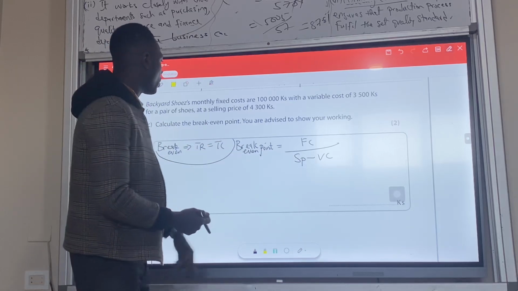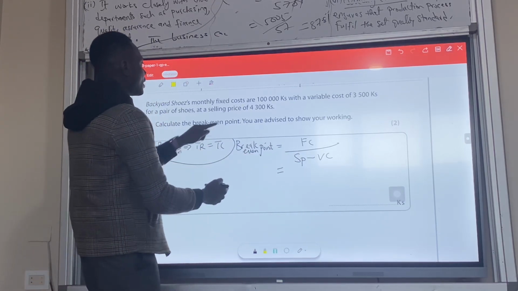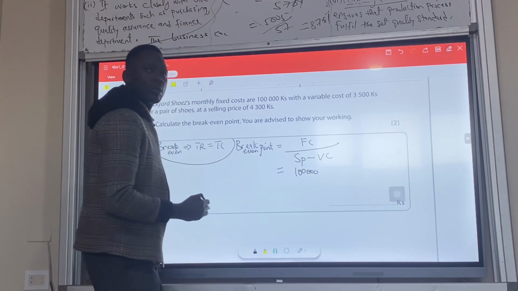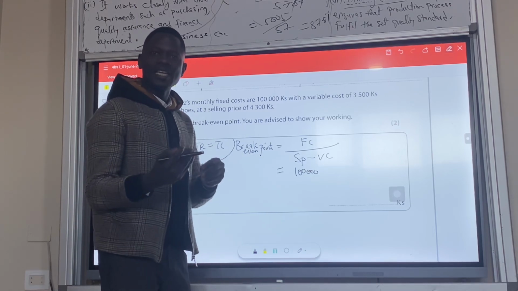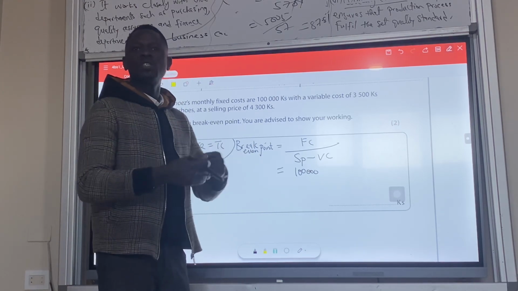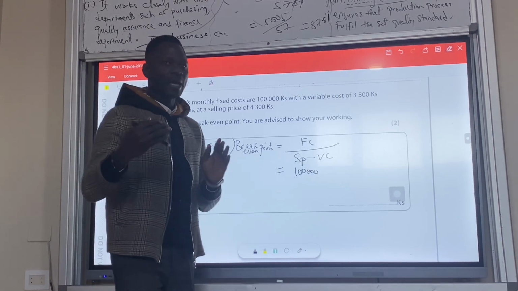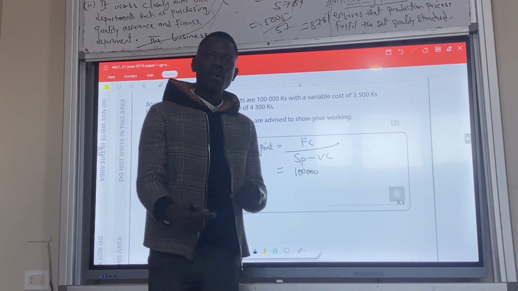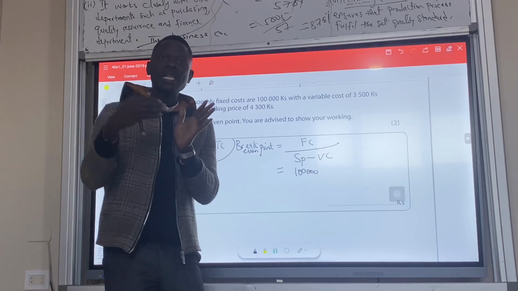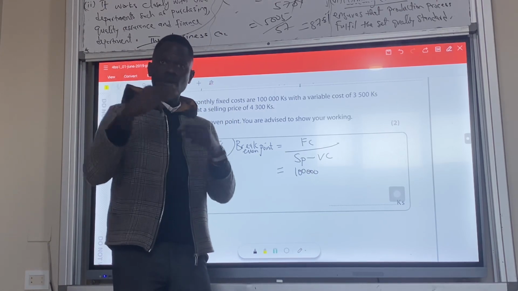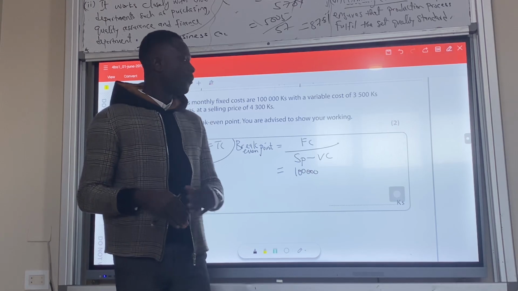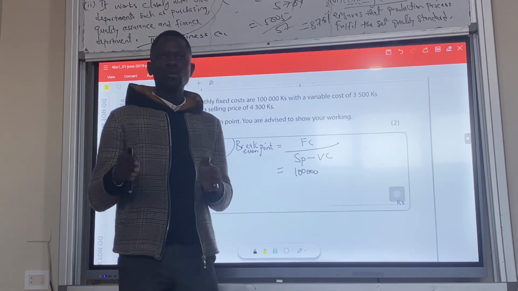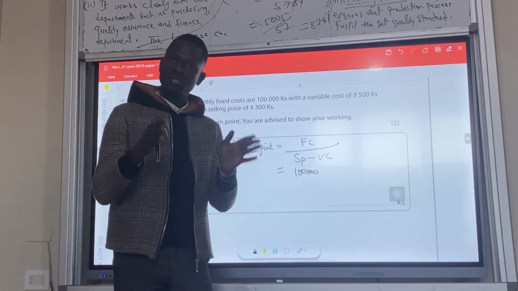So based on the formula, we have FC, which is 100,000. What does variable cost mean? Variable costs are those costs that change as the level of output changes. An example of variable cost is the wages you pay. Wages are variable, like the time rate. The more hours you spend at the workplace, the more you get. If you spend fewer hours, you get less pay. That is variable cost, so it depends on your output. But for fixed costs, like the salary, you get it at the end of the month. You're at work, you're not at work, you get the same rate. That is fixed. Do you understand the difference now?